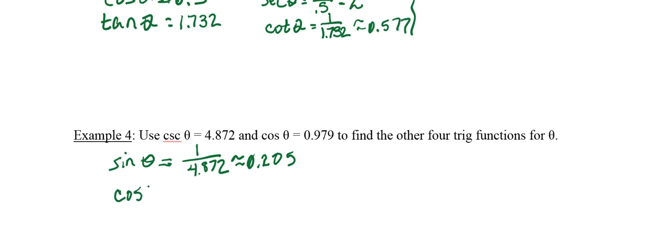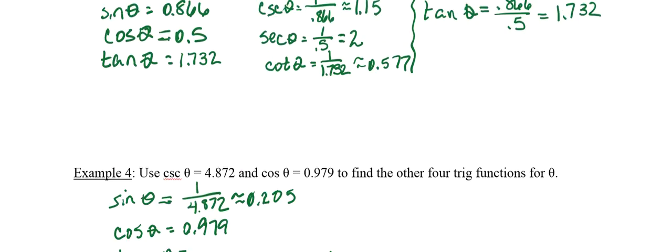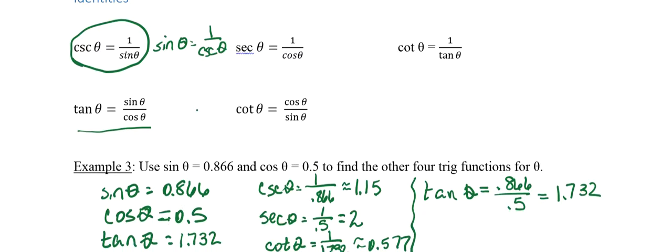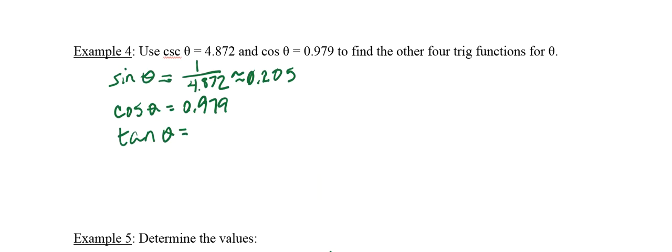They had already given me cosine. We know that is 0.979. I now need tangent, and again, I just tend to do it in this order so I don't forget anybody. You can definitely do it in any order that you feel like. Tangent, if I look up here, is sine over cosine, and I actually know both of them now. So now that I know sine over cosine, I can take the answers, 0.205 and divide it by 0.979, and I know that tangent is approximately, because I am rounding, 0.210. So I have sine, cosine, tangent. I need still cosecant, secant, and cotangent. Cosecant was given to me, so I don't have to find it. It's just the 4.872.